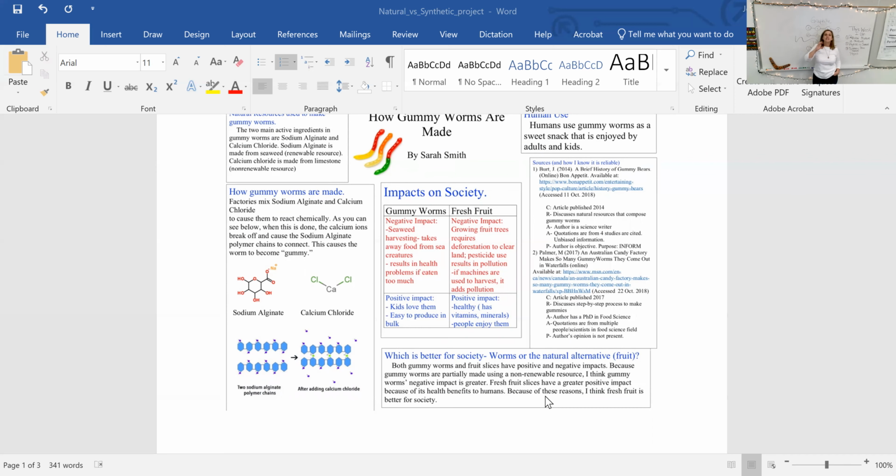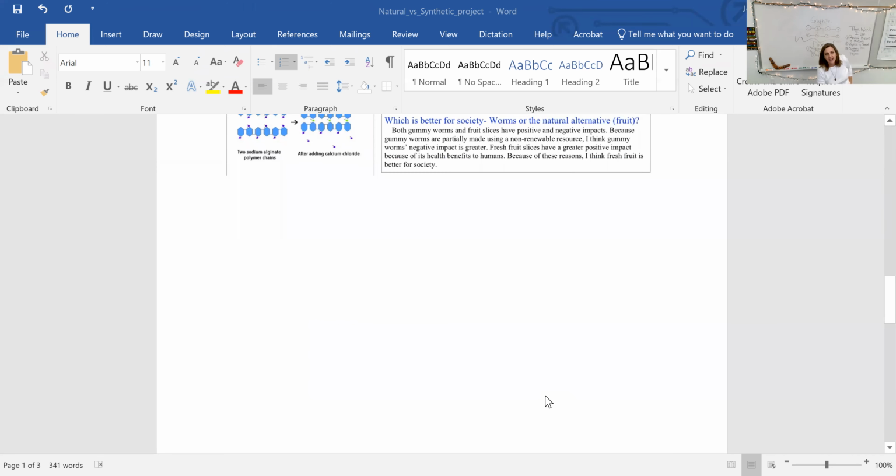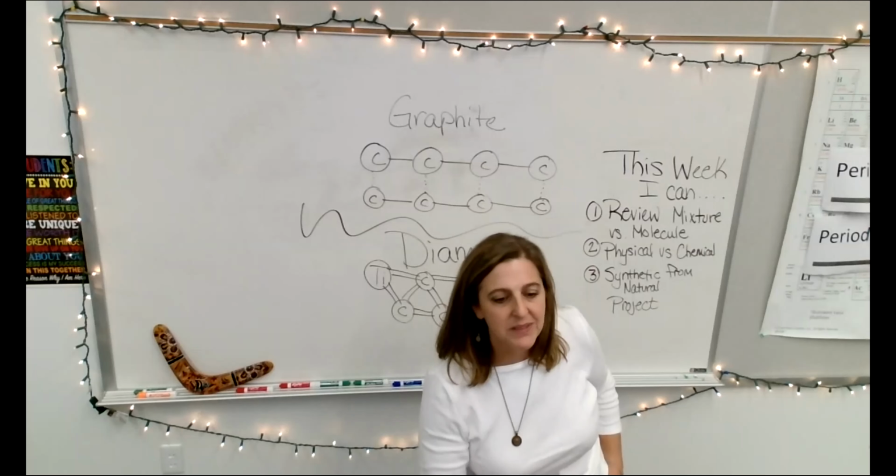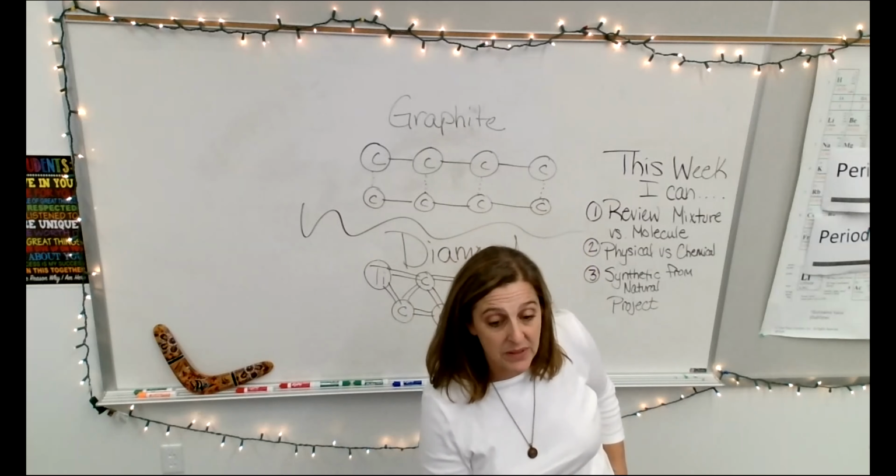Purpose of the project: I want you to get on and do a little bit of research, making a synthetic or a non-natural material from natural materials in the environment. Okay, so on our class pages, I give you a bunch of examples. I'll continue to add examples.